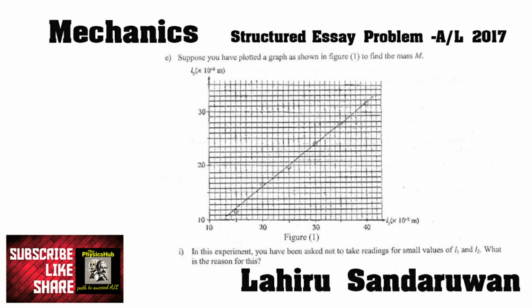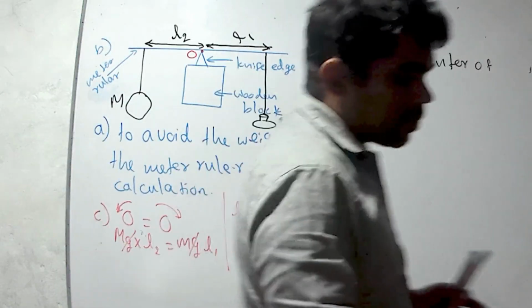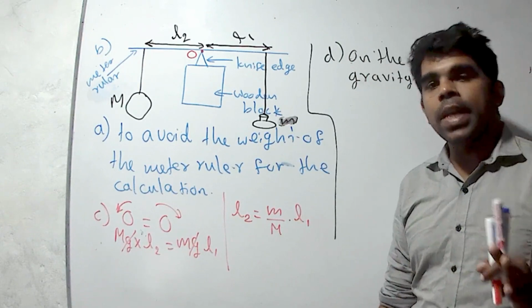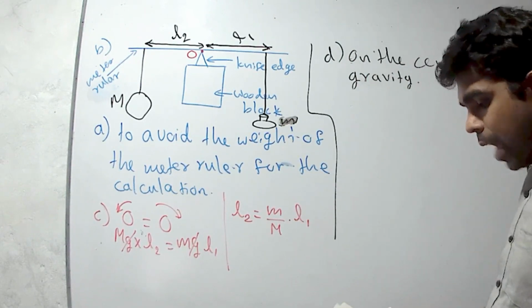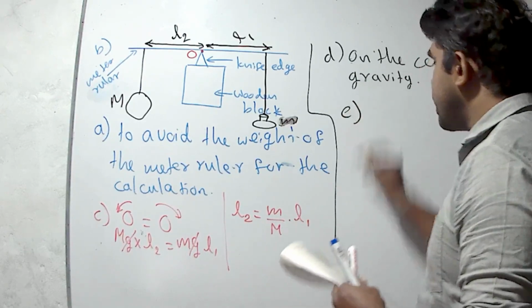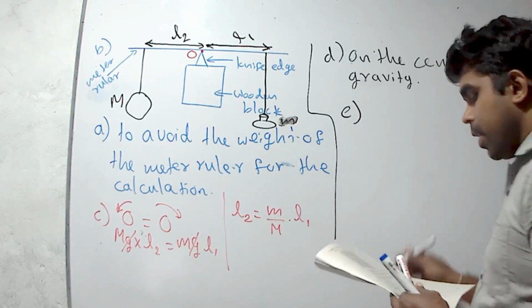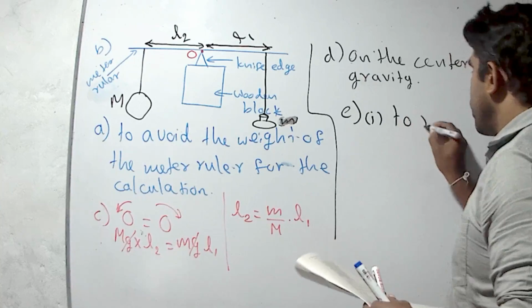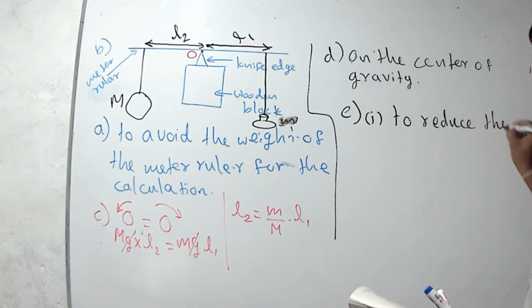In part E, suppose you have plotted the graph as shown in figure 1 to find the mass capital M. Part 1: in this experiment, you have been asked not to take readings for small values of L1 and L2. What is the reason for this? We know that when the reading is a small value, the percentage error or fractional error is a larger value. Therefore, we have to take large readings to decrease the percentage error. Then we can write: to reduce the percentage error.